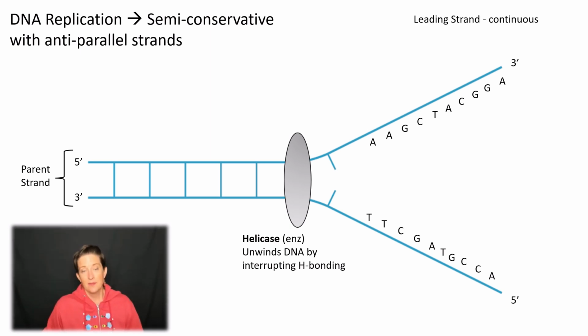So now we have to look at the process of how DNA is made. We have our two strands. One's called the leading strand, one's called the lagging strand. Looking at the leading strand first, this is going to follow in the direction of the replication fork and the helicase enzyme. So it is continuously being made.